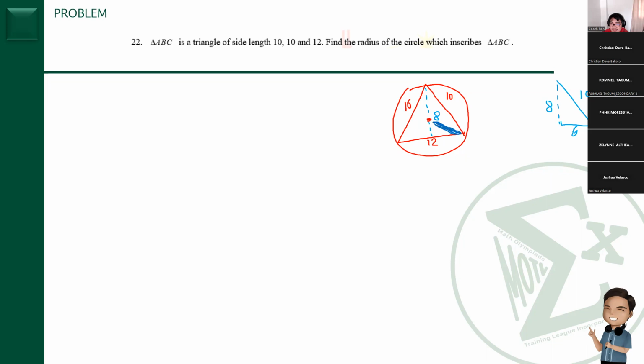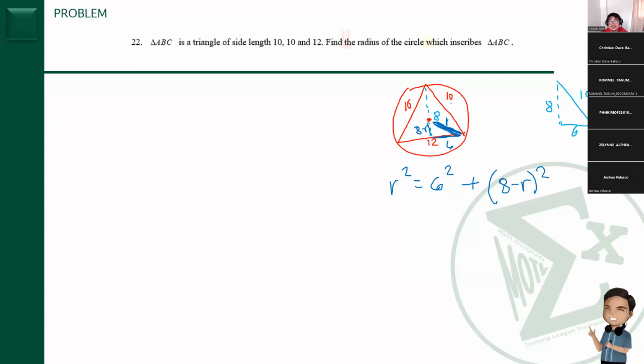That's the radius, right? So this is the radius here. The radius squared is equal to how long is this one? That's half of 6, squared. How long is that one? That one is plus 8 minus r, squared. Right? That's the 6 here. And this is 8 minus r.